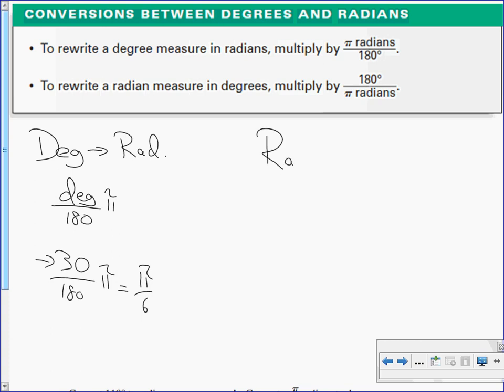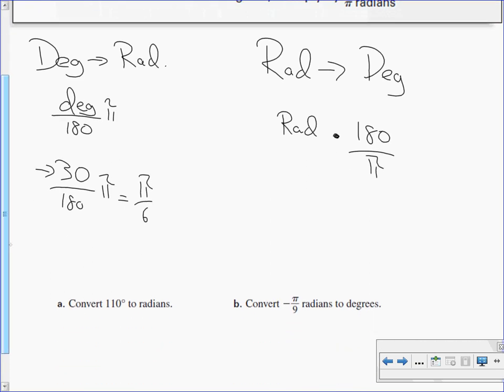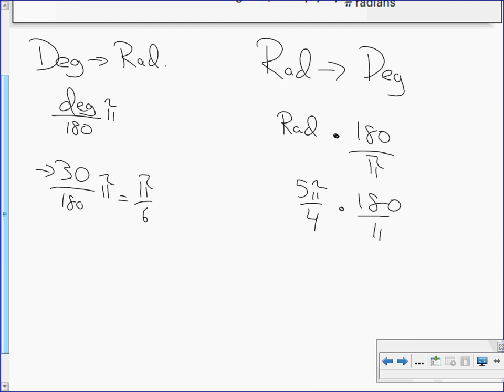To go the other direction, you just do the opposite. To go from radians to degrees, your radian values are usually going to have pi in them. So you take the radian, multiply it by 180, and divide it by pi. For example, let's say you had 5 pi over 4 as your radian measure. I want to convert that to degrees. I multiply it by 180, and I divide it by pi.